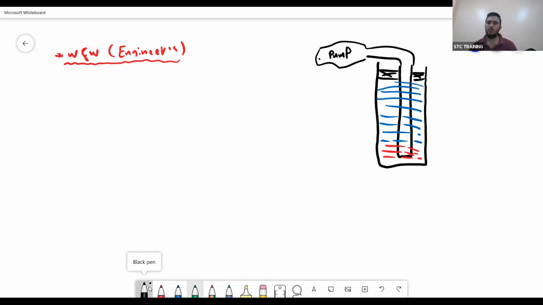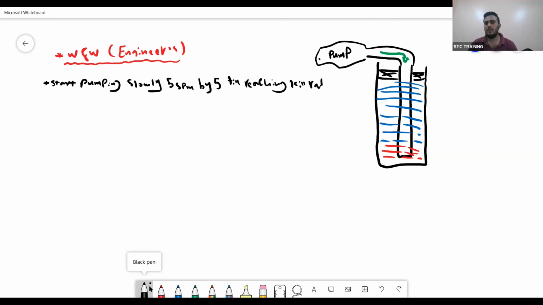Okay, and we need to start pumping kill mud in one single circulation to make displacement for the influx and for the original mud, only in one single circulation. So the correct sequence here is start pumping slowly, 5 SPM by 5, till reaching kill rate, okay, for example 30 SPM, while holding casing pressure constant.